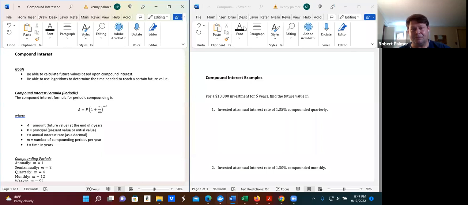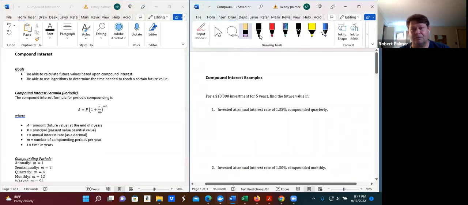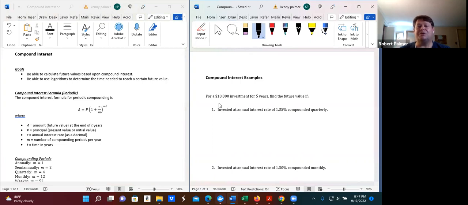Let's look over here to the right, and we'll do some examples. Okay, so this one, we do 3 examples of different compounding periods and slightly different interest rates, and we'll see how much we get. Okay, so here, as this says, we're going to start with an initial investment of $10,000 for 5 years. We'll find the future value.